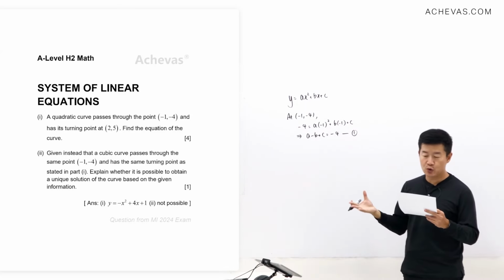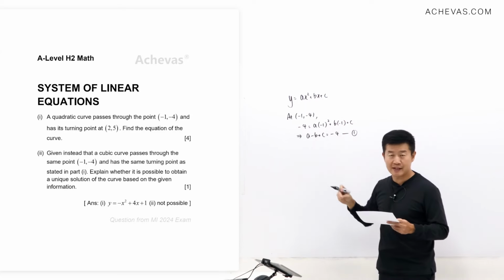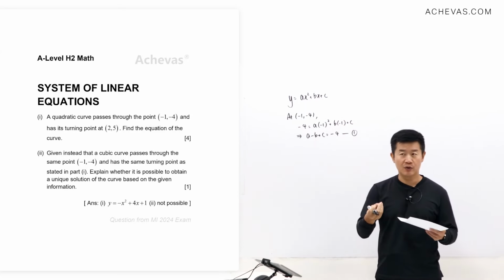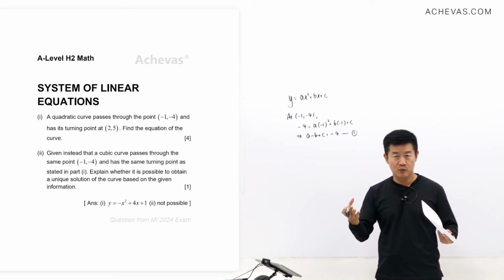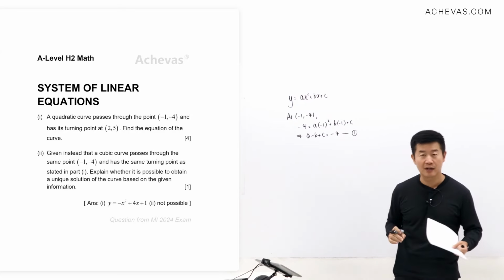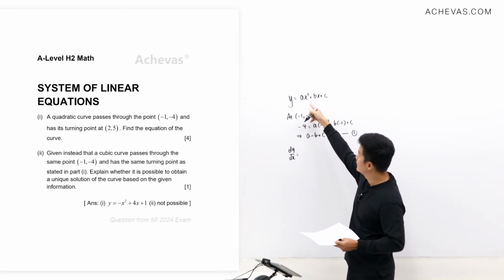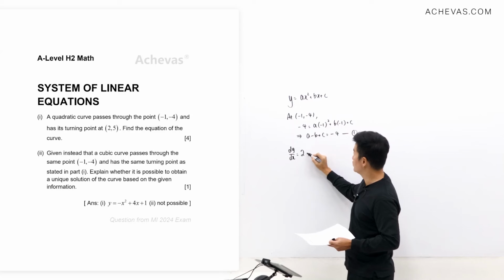So for the point (2, 5), yes, the curve is going to be passing through it, and like what we were saying just now, it is also going to be a turning point, so dy/dx should be equal to 0 since the tangent is parallel to the x-axis. So since we are going to be using dy/dx, let's find the expression for it first by differentiating this with respect to x. We will have 2ax plus b.